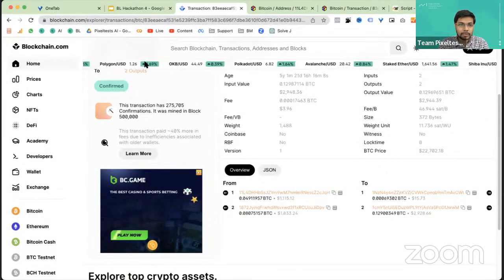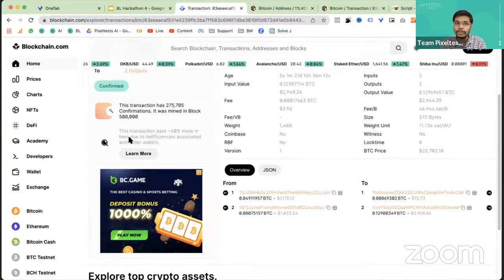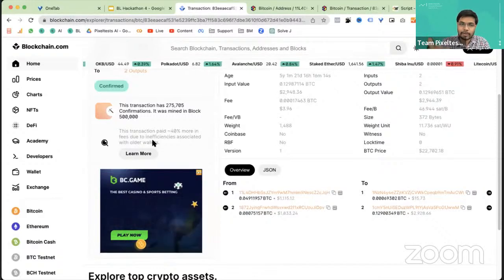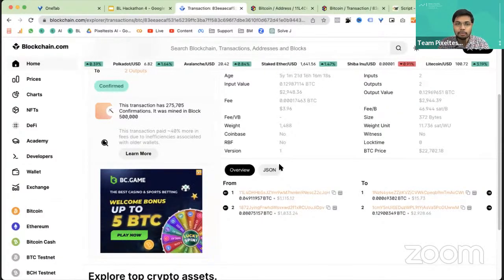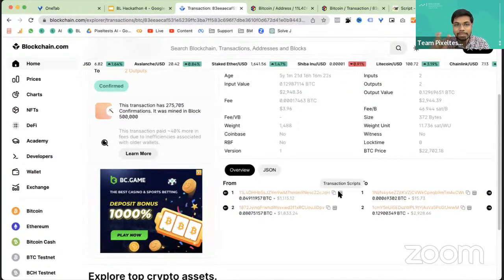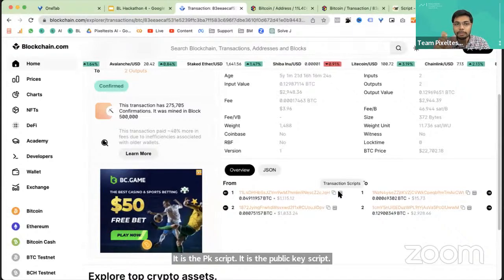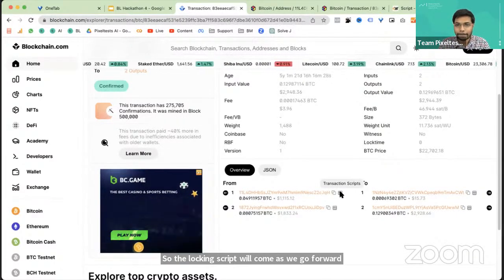So a user asks, is it the locking script? We'll go into detail about the locking script also. I'm also going to share the reference for that with you. Right now it is the PK script, the public key script. The locking script will come as we go forward. Thanks for the question.